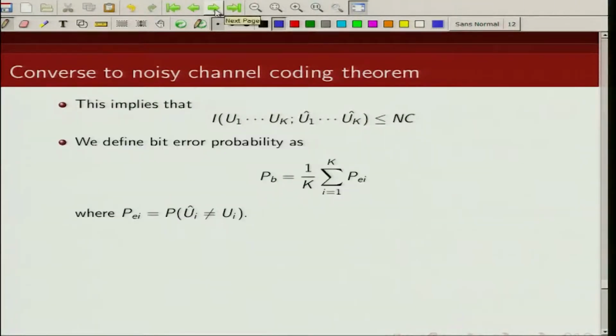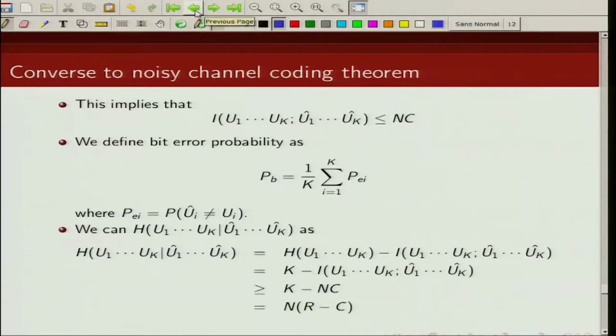Next, let us define probability of bit error. Basically this is the sum of all errors divided by the block size, that will give me the probability of bit error. And probability of error, when does an error happen? When my transmitted bit is not the same as the decoded bit.